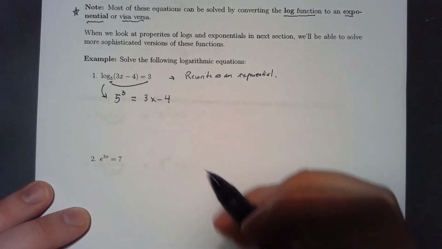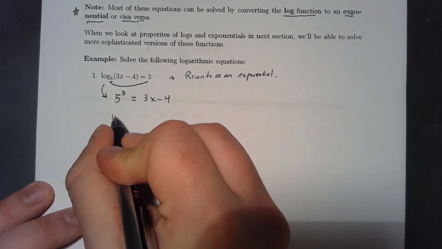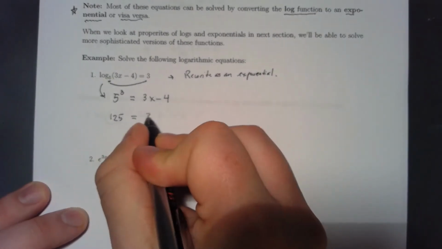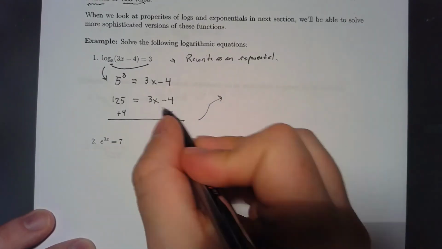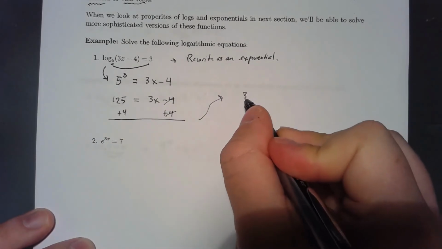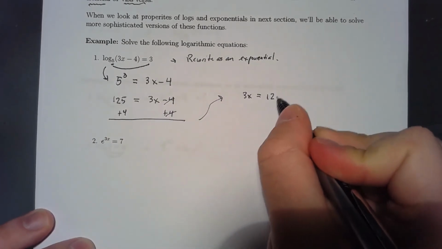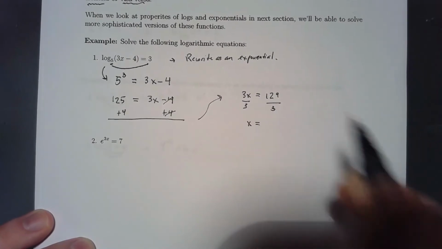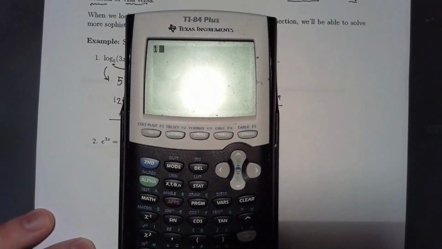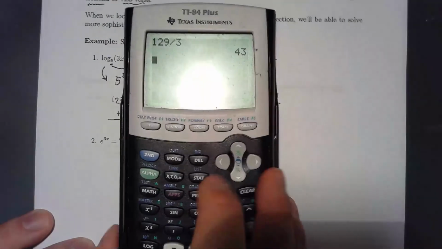This is a simple equation. 5 cubed is 125 equals 3x minus 4. I could add 4 to both sides. They cancel out. So I have 3x equals 129. Divided by 3, and x equals what? So 129 divided by 3 gives you 43.